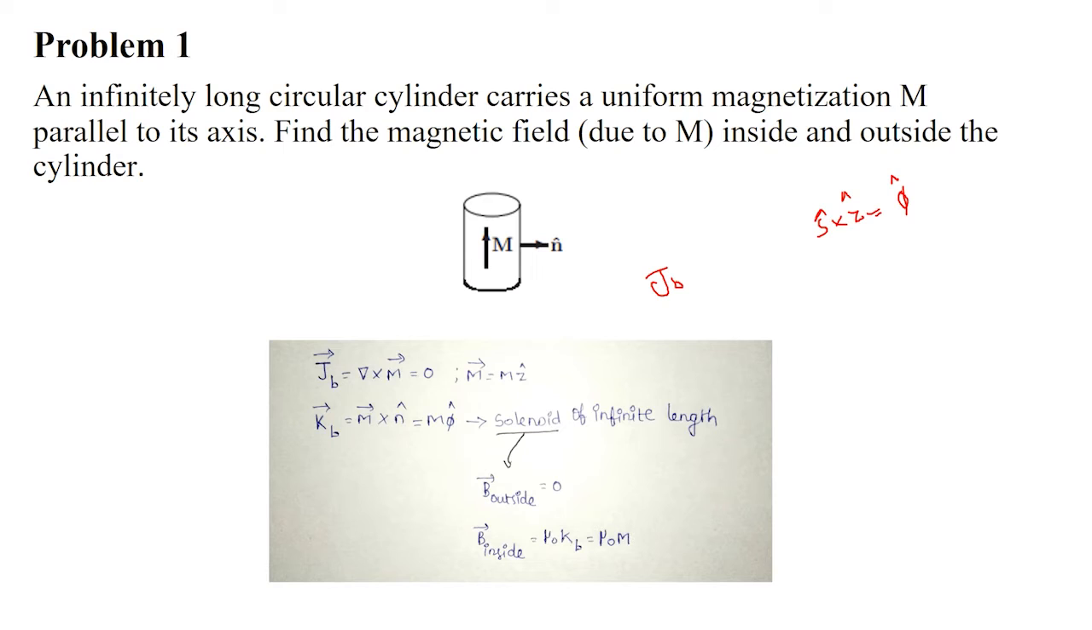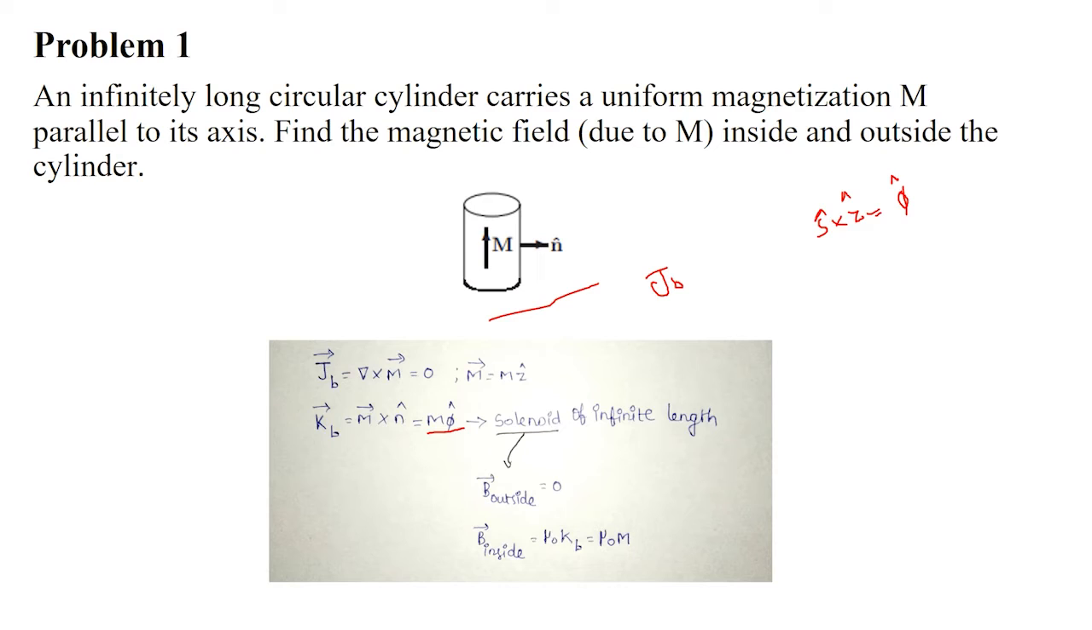So we have written as M phi cap. For example, this is looking like a solenoid of infinite length. So the field outside the magnetic field will be 0.